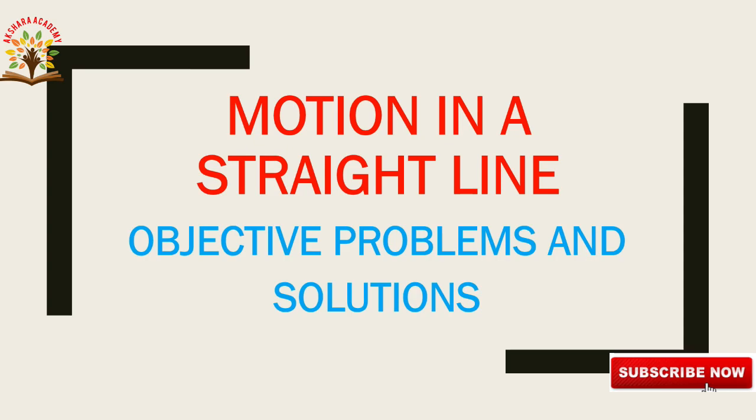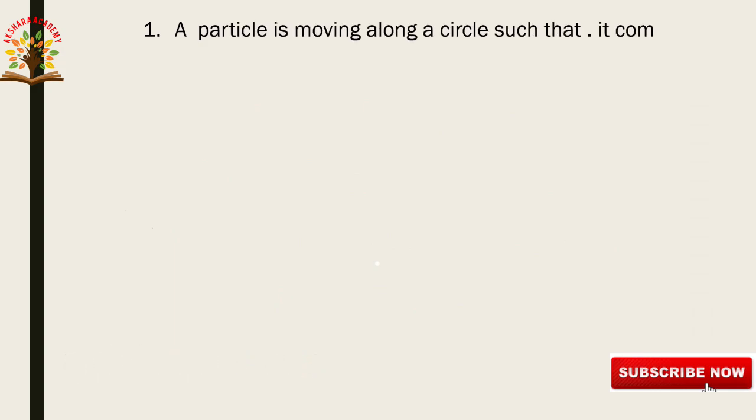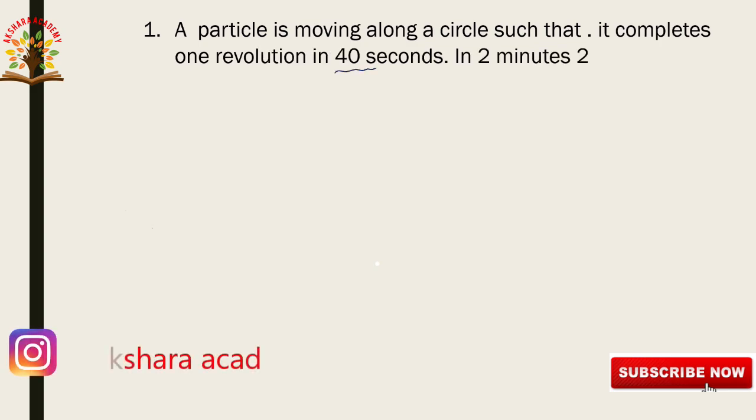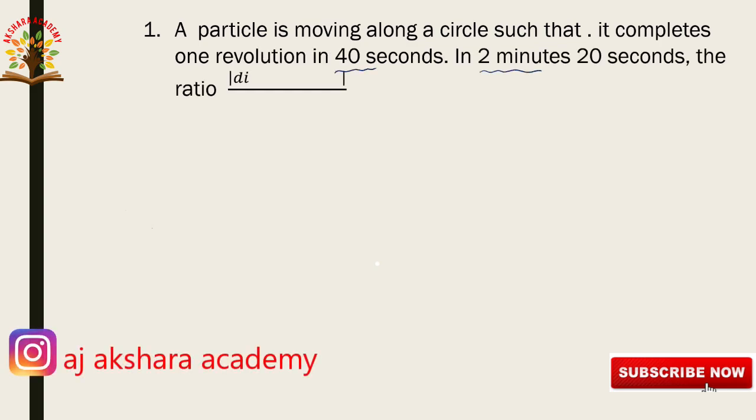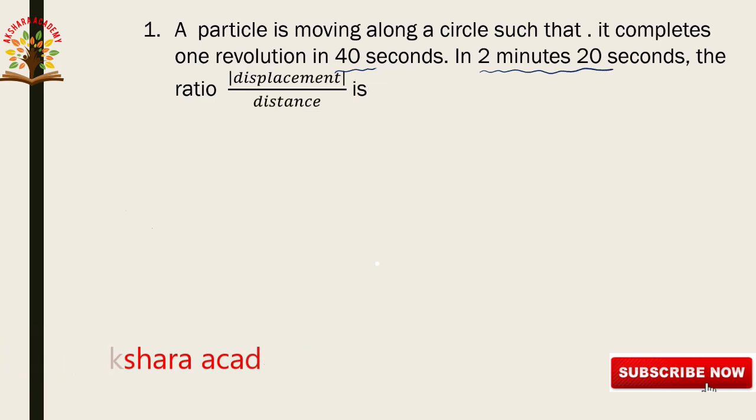Okay, let us go to today's session, motion in a straight line, objective, problems and solutions. Go to the first one. In this question, a particle is moving along a circle such that it completes one revolution in 40 seconds. You have to calculate, in 2 minutes 20 seconds, the ratio of displacement and distance. So let us go to the solution.